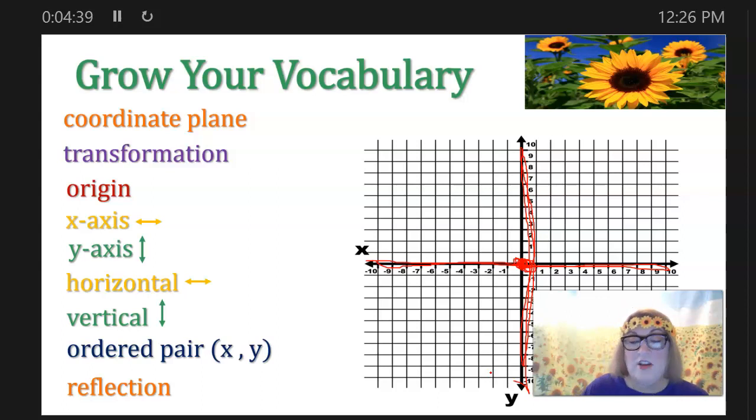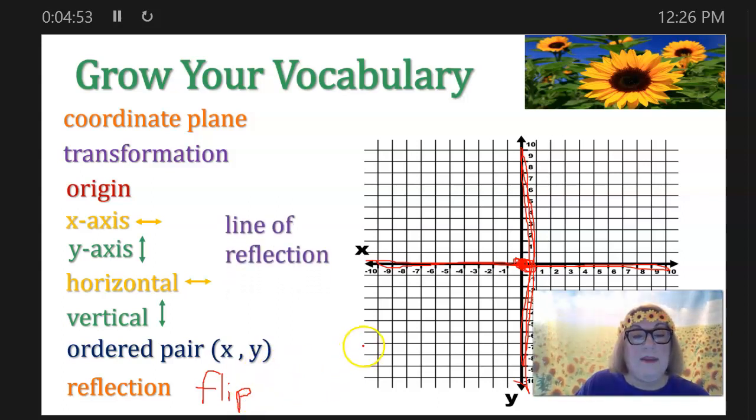A reflection is also called a flip, and it's when we take a shape or a line or a point and we flip it over a line of reflection. A line of reflection can be any line on the coordinate plane. However, for today's lesson, we're just going to use the 2 lines that are already there. The y-axis here in the middle, and also the x-axis that goes horizontally.